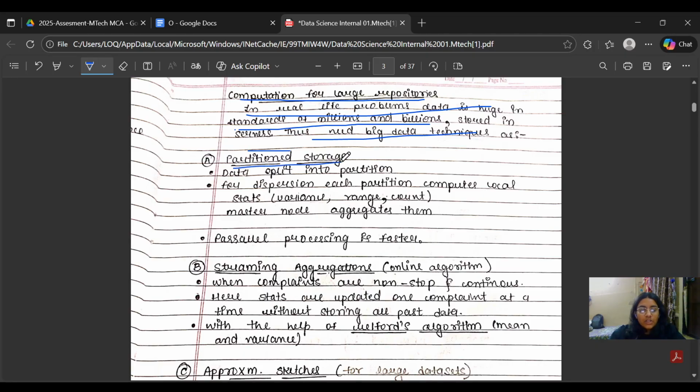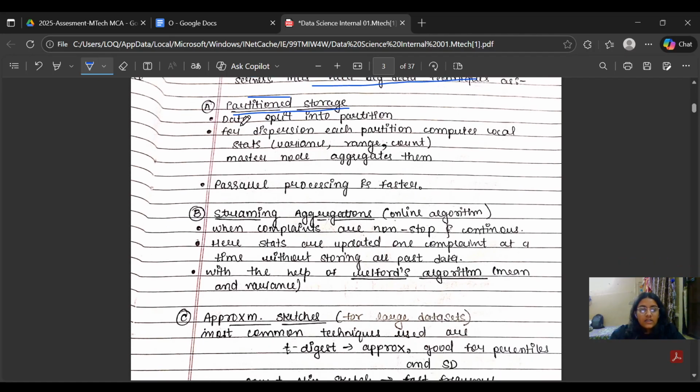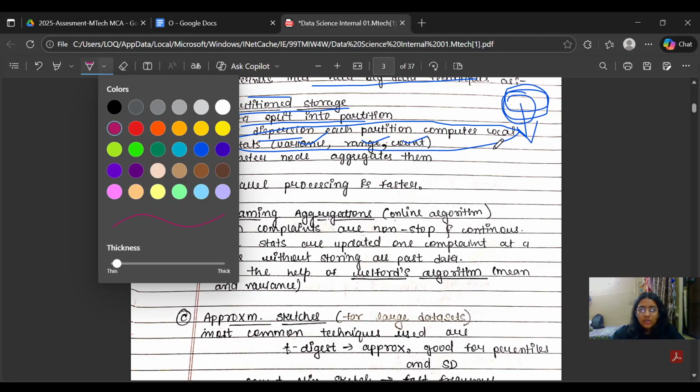So first is the partition stage, where data is split into partitions. We simply split the data into partitions to make it small and then work on those partitions. For dispersion, each partition computes local stats. The formulas we saw for variance, range and count, we apply to each particular partition.